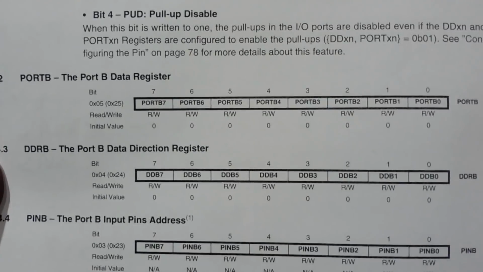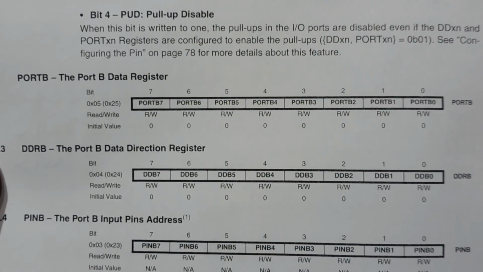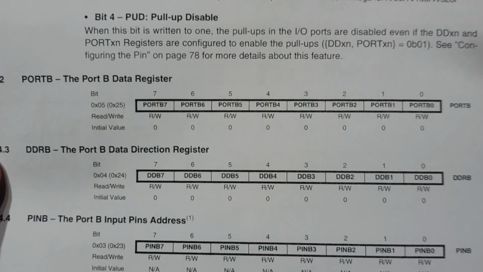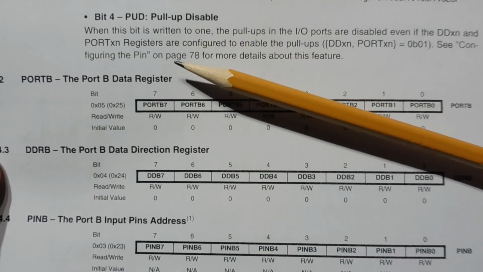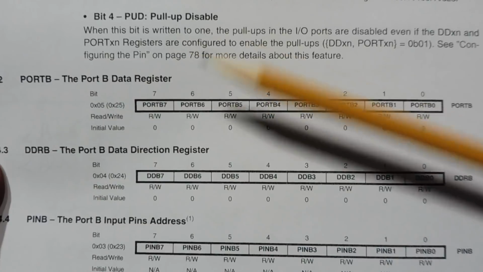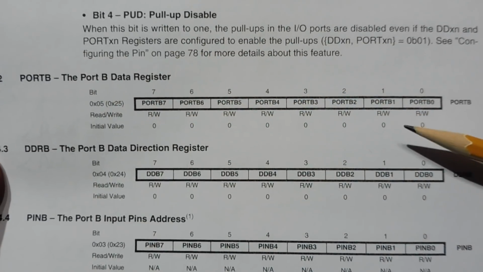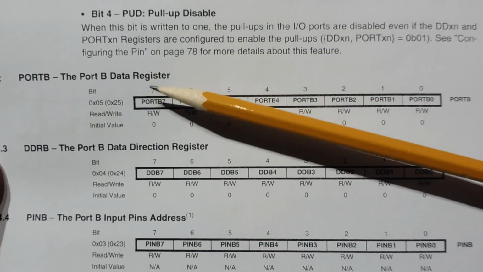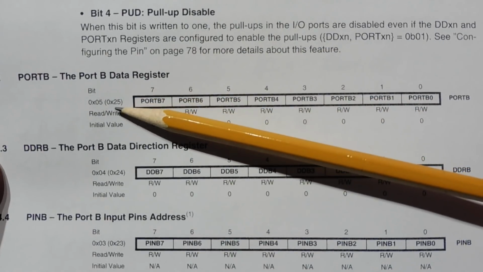Okay, the ATmega 328P microcontroller has hundreds of configuration registers in RAM, and this is one of them. This is the port B data register, and this is for the port B GPIO. Now this configuration register has 8 bits, and bit 0 is on the very right, and bit 7 is on the very left, and there's the address, hex 25.